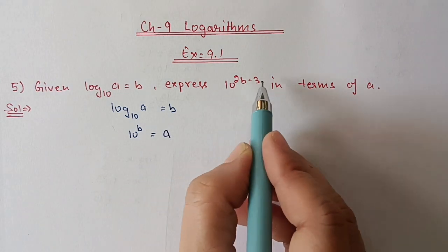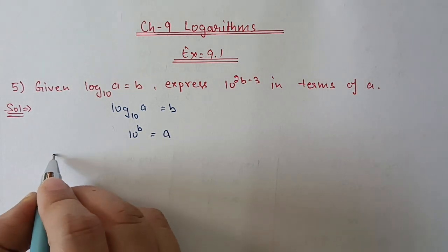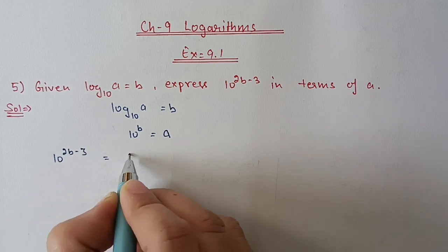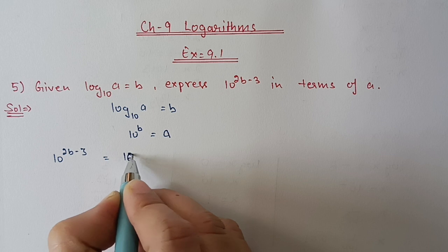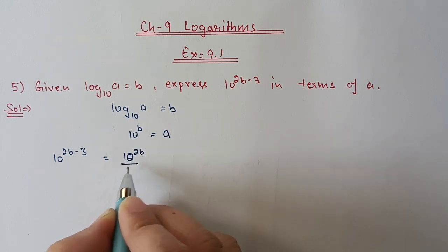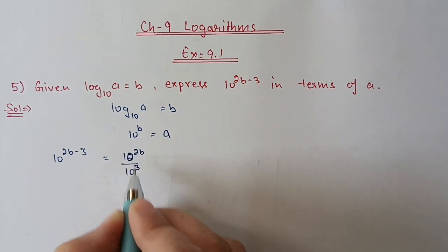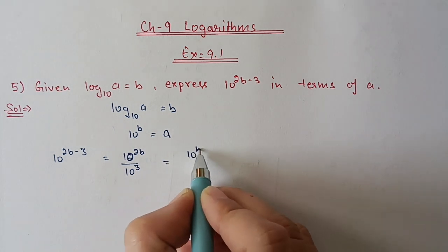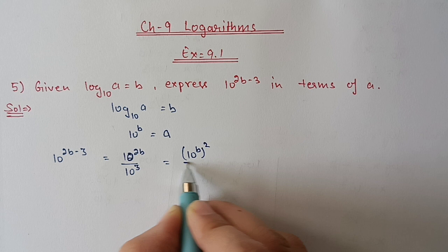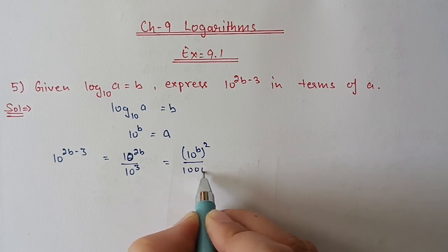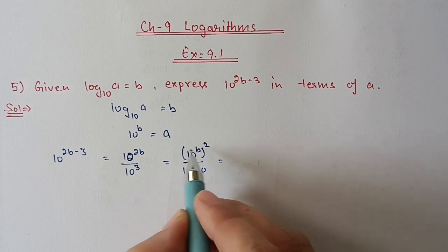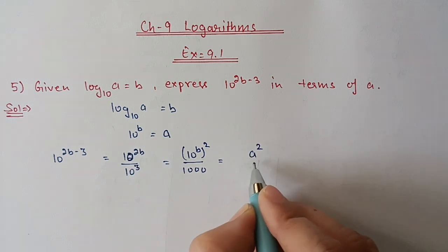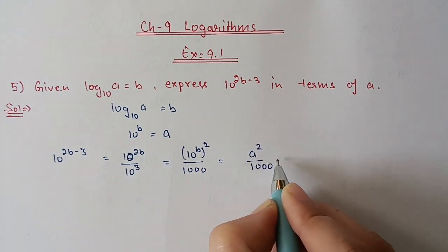Now we will focus on what we have to change. So 10 to the power 2b minus 3, which we can write as 10 to the power 2b, and minus means 10 to the power 3 will come in the denominator. So this we can write as 10 to the power b whole square over 1000. Since 10 to the power b is equal to a, we can replace this as a square by 1000.